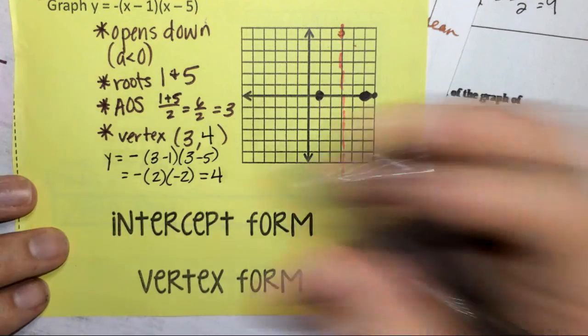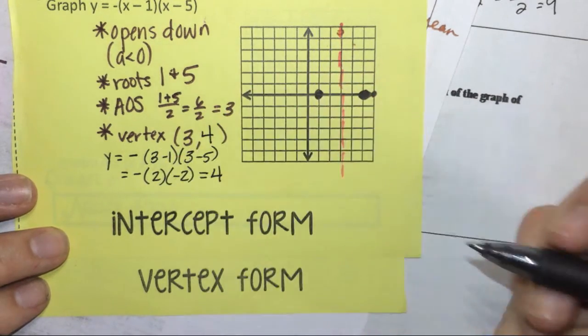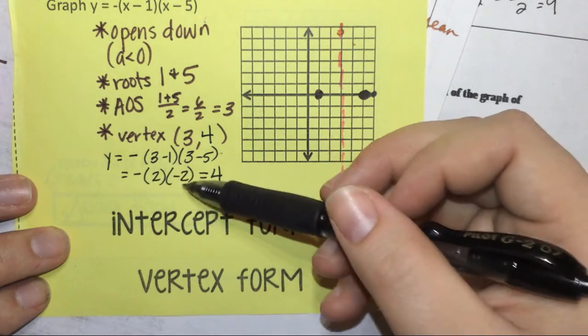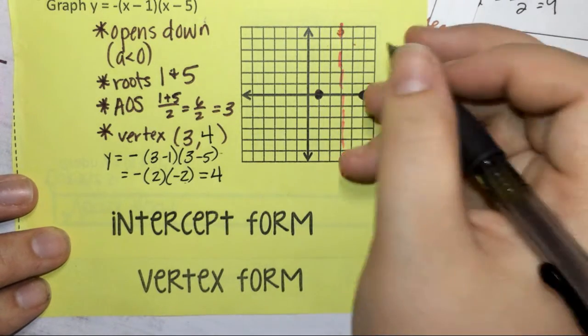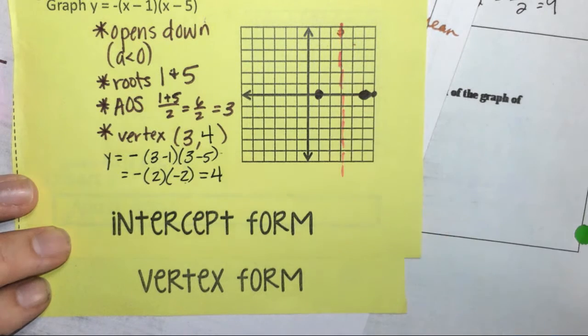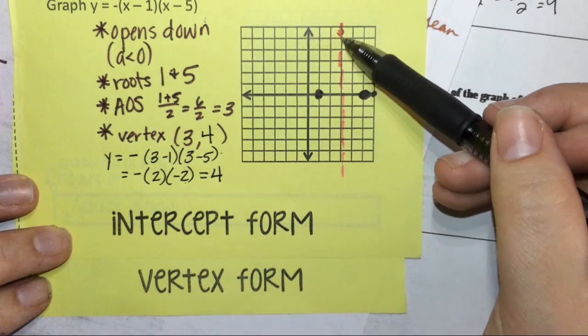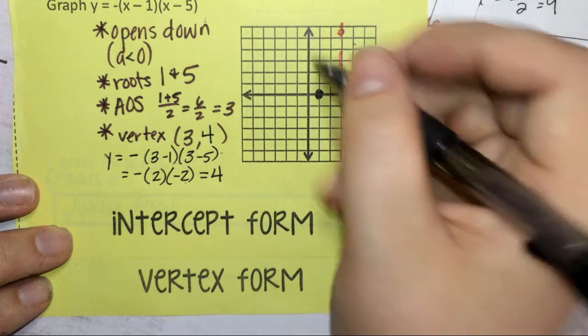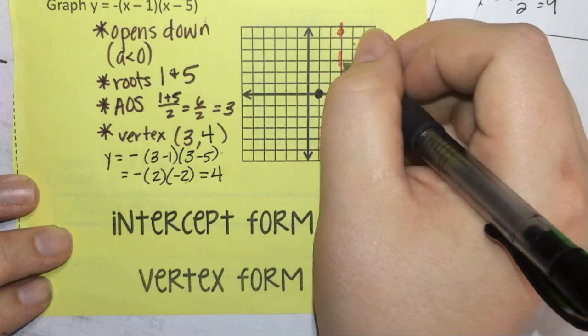I plugged in a 3. 3 minus 1 is 2. 3 minus 5 is negative 2. 2 times negative 2 ends up being negative 4. Where did you pull a 3 from? My axis of symmetry. The vertex is the only point on the parabola that crosses that axis of symmetry. So the vertex is the only one who's going to have an x-coordinate of 3. And you told me the axis of symmetry. Yeah, I know that. So a flat point at (3, 4). So 1, 2, 3, 1, 2, 3, 4.